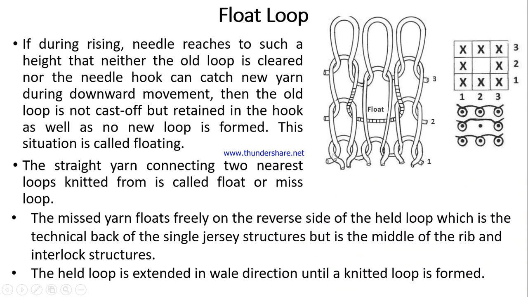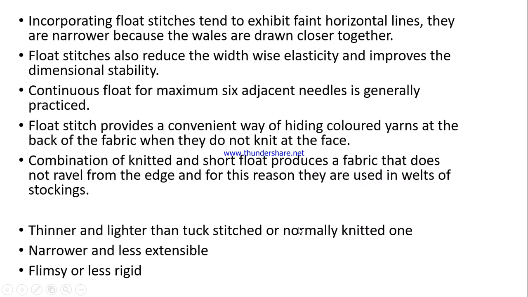The head loop is extended in wheel direction until a knitted loop is formed. So the head loop always will be extended in wheel direction, in the vertical direction, until a new loop is formed. Fabrics incorporating float stitch tend to exhibit faint horizontal lines. So horizontal lines will appear. They are narrower because the wheels are drawn closer together. So the floated fabric structures are narrower, whereas the tuck structure was wider.